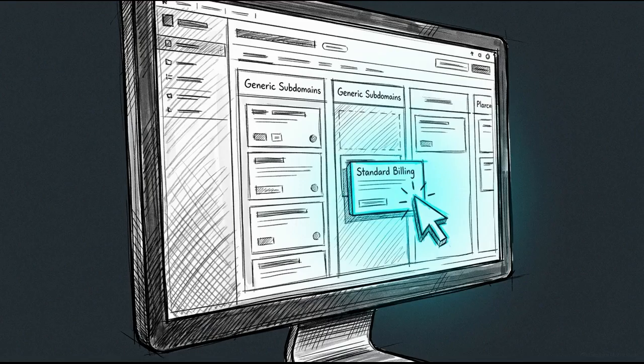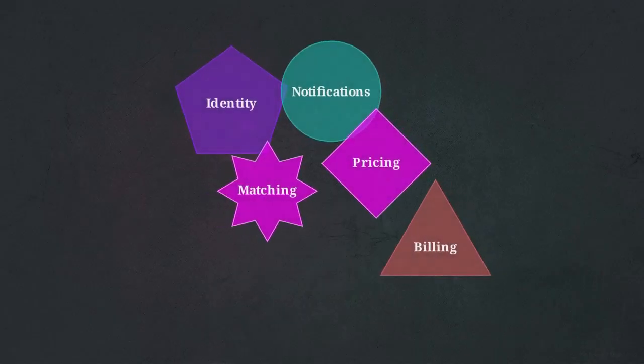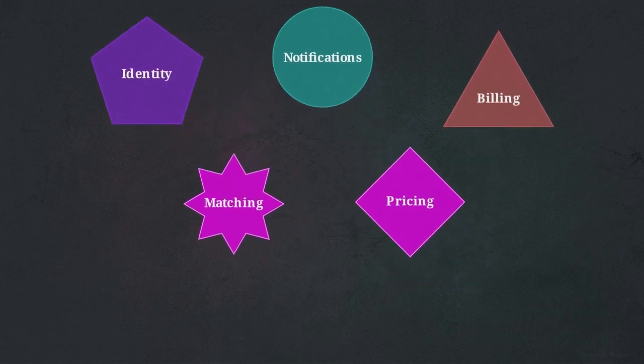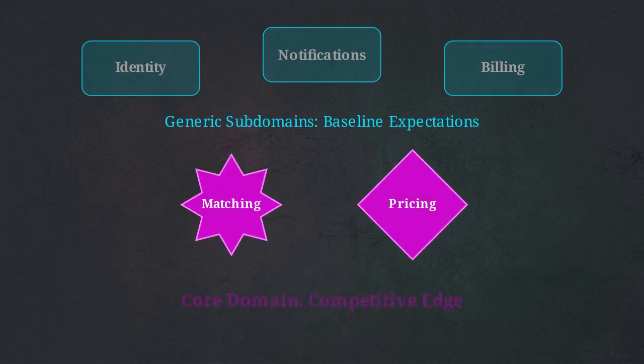Everything outside the core must be aggressively categorized. Most of the remaining system consists of generic subdomains, capabilities that are absolutely necessary for operation but offer zero competitive edge. In this marketplace, identity, notifications, and billing are generic subdomains. Generic doesn't mean unimportant. If billing fails, the company goes bankrupt. But a flawless billing system won't win new customers.